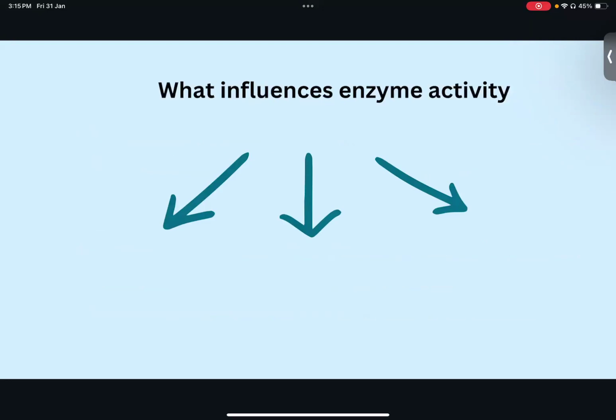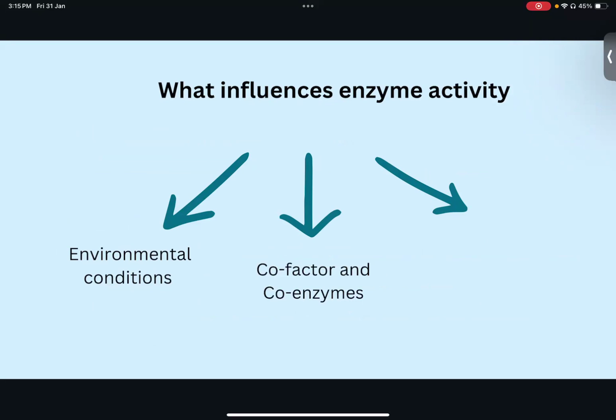So we will now talk about what influences the enzyme activity. What do you think influences enzyme activity? We have three things that influence enzyme activity. These are the environmental conditions, the cofactors and coenzymes, and enzyme inhibitors.